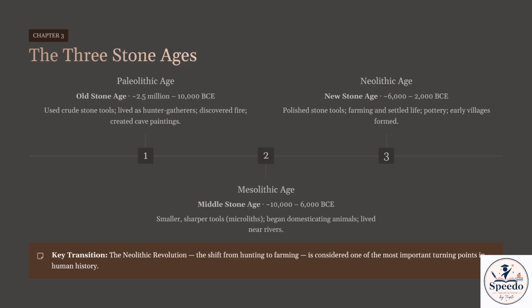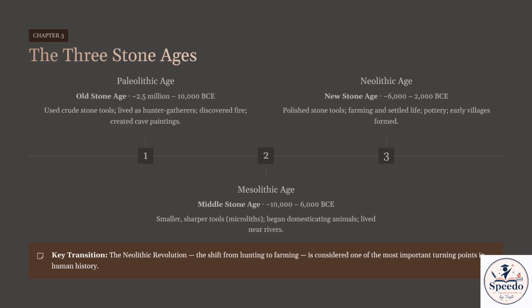Scientists study fossils, bones, stone tools, cave paintings, and ancient settlements to understand how early humans lived. In fact, the prehistoric age covers more than 99% of human history, yet almost everything we know about it comes from archaeological discoveries rather than written records. To make this long period easier to understand, historians divided it into three important stages: the Paleolithic, Mesolithic, and Neolithic.